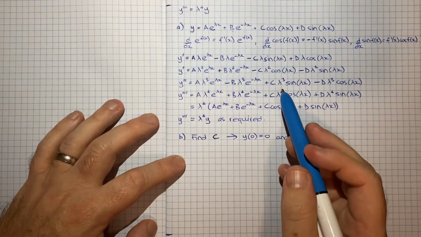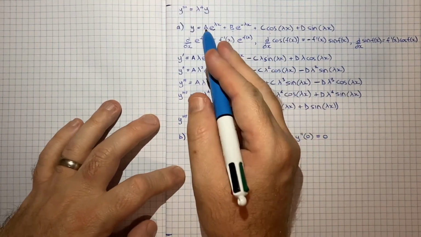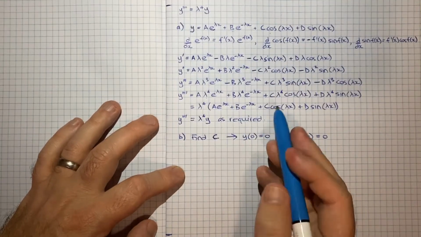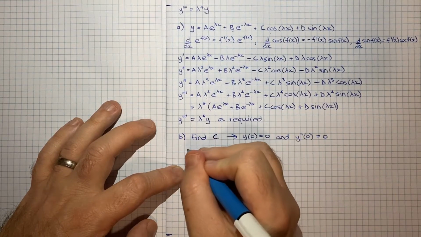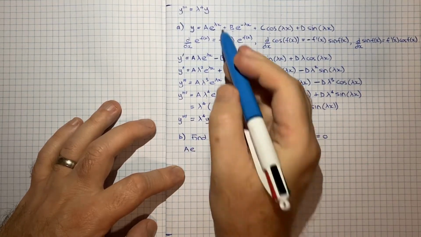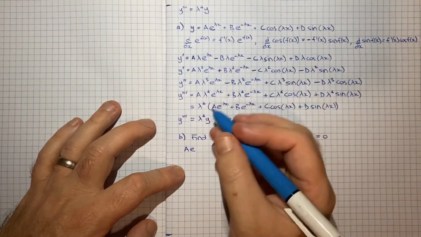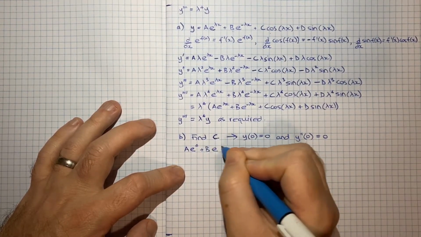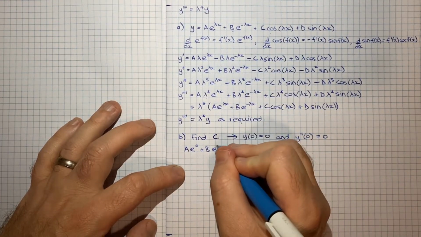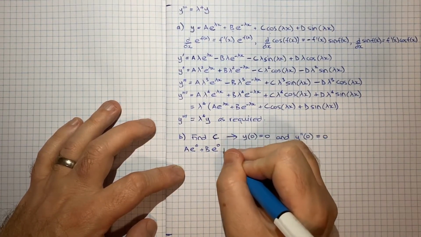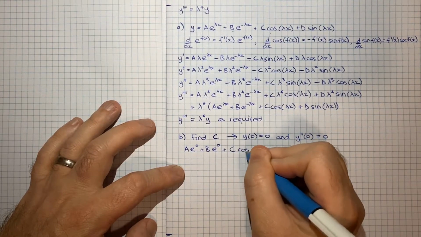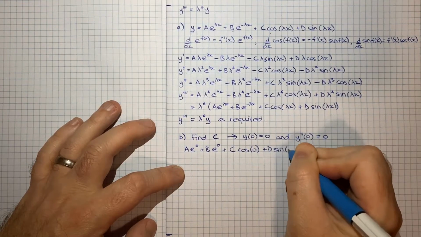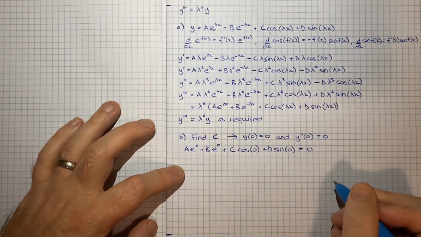So let's start with the equation. Let's put x equal to 0 here and set y equal to 0. So we'd have a e to the lambda times naught, which is just e to the naught, plus b e to the negative lambda times naught, or just e to the naught again, plus c cos naught, plus d sine naught. So that's all going to be 0.